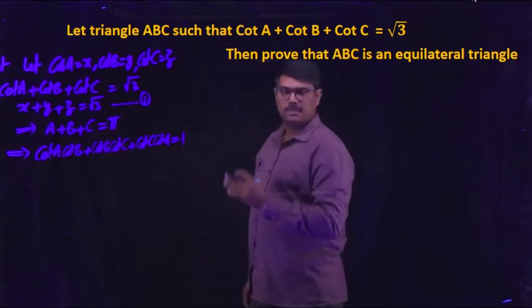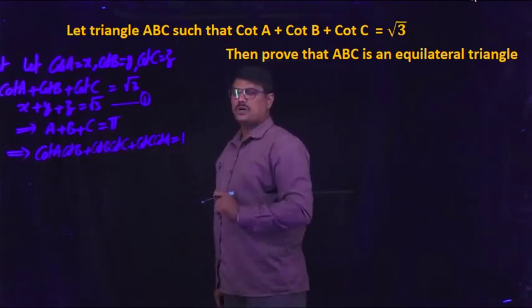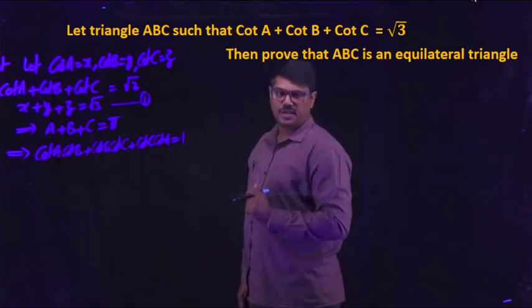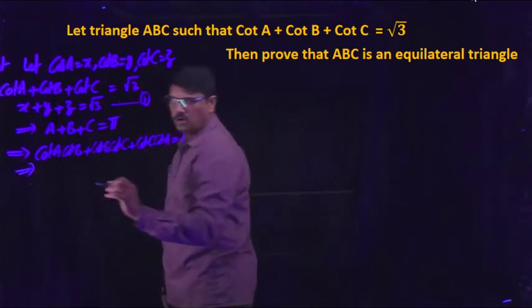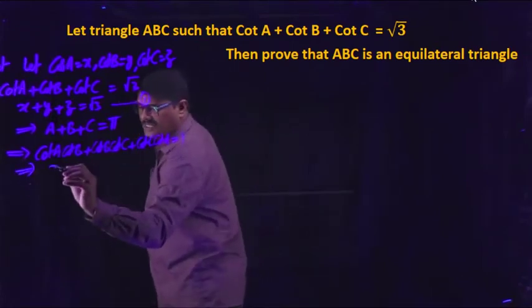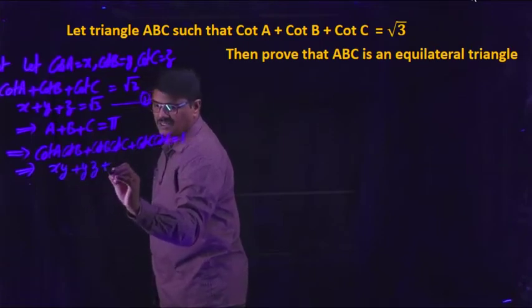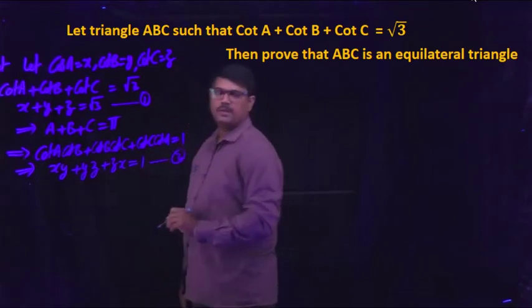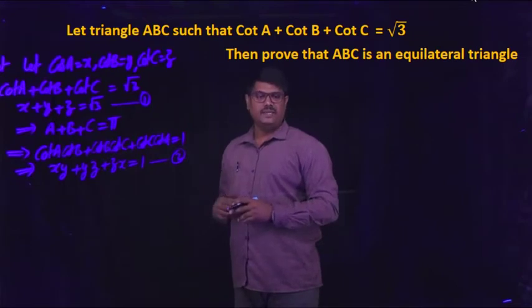If A plus B plus C is equal to pi, then the condition in terms of cot is cot A cot B plus cot B cot C plus cot C cot A, whose value is 1. We are considering cot A, cot B, cot C as x, y, z. So replacing them, xy plus yz plus zx is equal to 1. Let it be number 2. So we have two equations in terms of x, y, z.